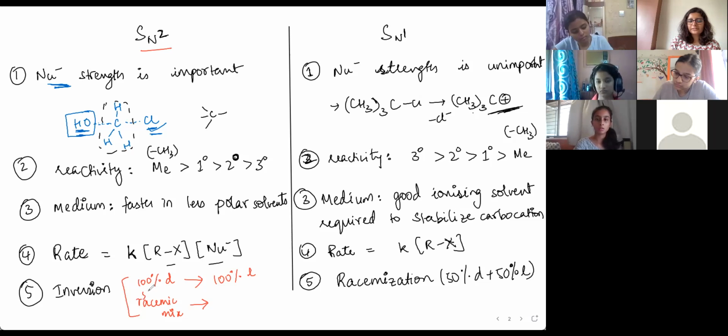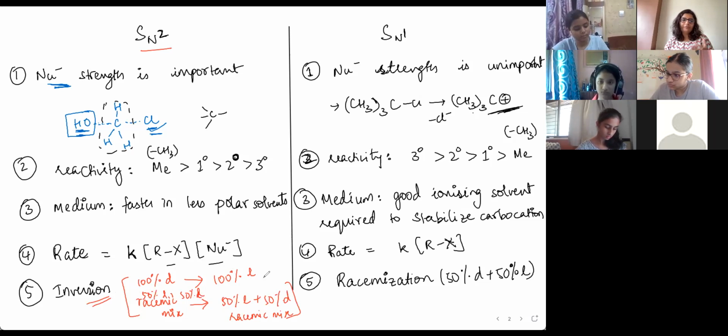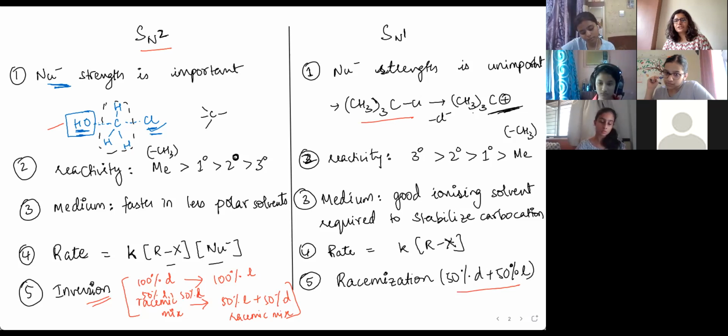Whatever 50% dextro was there will turn into 50% levo, and whatever 50% levo was there will turn into 50% dextro. So individual molecules will get inverted, but your final net product is still going to be a racemic mixture. At a molecular level, every single molecule will get inverted. But overall, if you need to figure out the optical activity, you need to see what you started off with. In this case, no matter what you take here, you will end up with a racemic mixture.